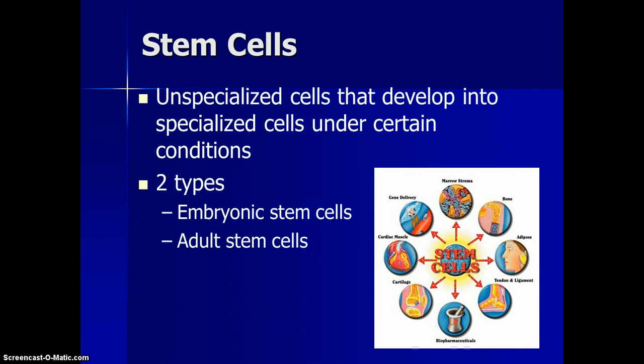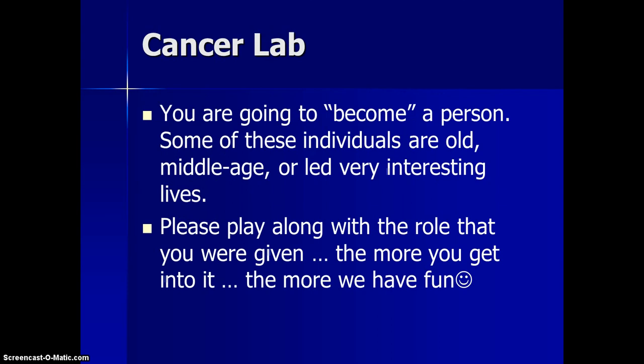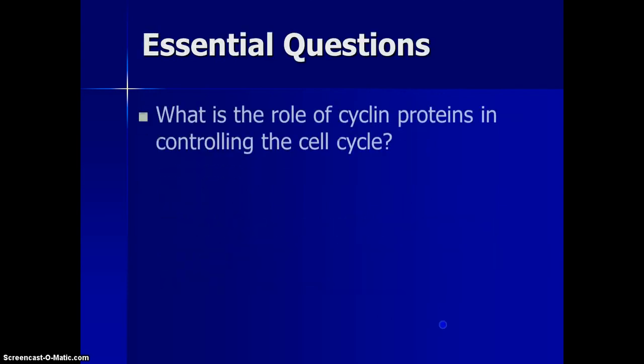Stem cells. In today's world, we have the ability to grow cells to replace ones that have been lost or damaged. These are called stem cells, and there are two methods: embryonic stem cells and adult stem cells. We will go in a little more detail later about these. I just wanted to introduce these terms to you. We will be doing a cancer lab and some essential questions.